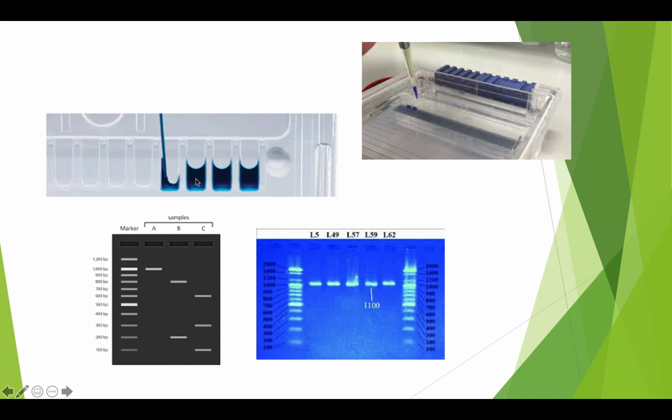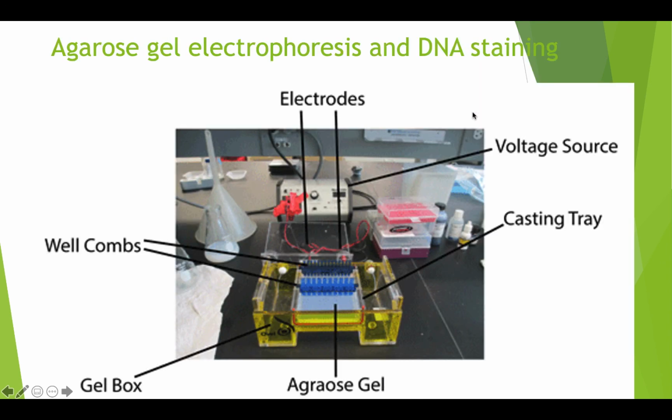This is a negatively charged stain that can move alongside. It's just a dye that tells you where your DNA has reached, because you can't see the DNA itself. So you put these in the wells, and then you put it in a casting tray with your samples in a buffer solution, and then you run. This is the voltage source.